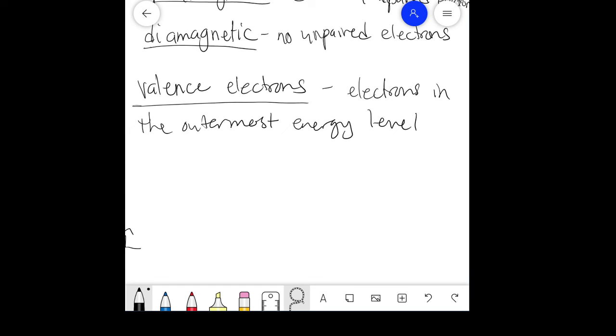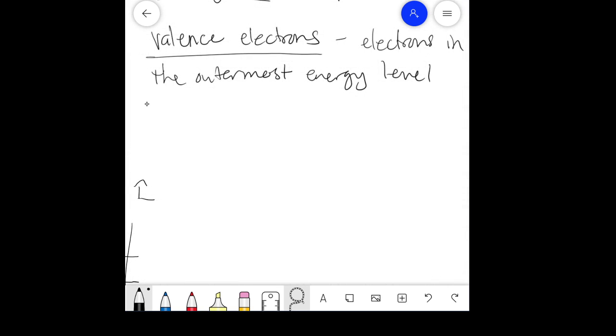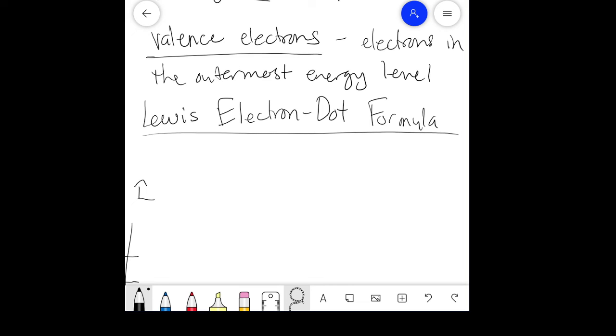These are the electrons when you have ions you're going to lose or gain. They're going to go into this valence electron. They're going to be valence electrons. So, we can show valence electrons with the Lewis electron dot formula. And if you were here in 8th grade, you probably remember doing this a lot.